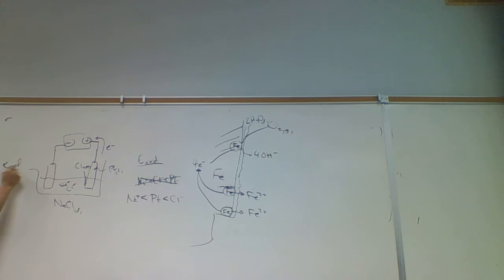Now, what has the lowest reduction potential? What has the highest reduction potential? Can you rank these species? We're going to use platinum again. Can you rank these in terms of reduction potential from lowest to highest?